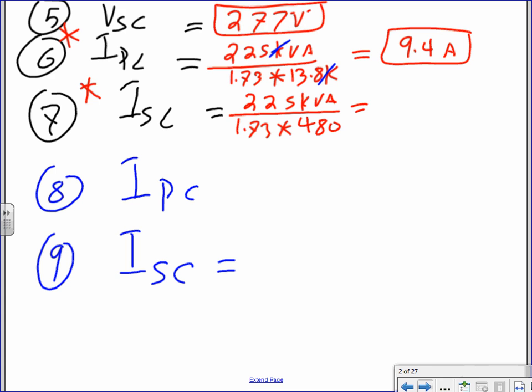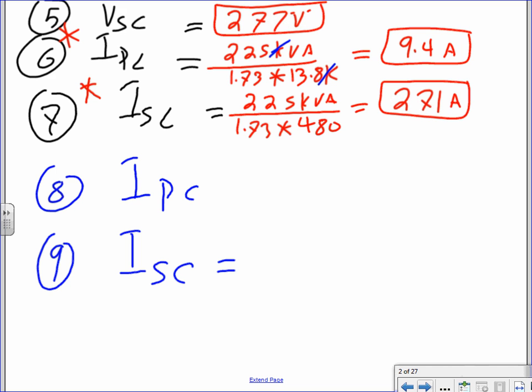Gentlemen, if you did your math right, you'll end up with 271 amps. 271 amps. So on the secondary side, you have 271 amps. On the primary side, you have 9.4 amps. Cool? I want to bring to your attention that little red star here. When you find the current, you always use the line-to-line voltage, the line voltage. We don't use the coil voltage. Did you guys hear me? No coil voltage.